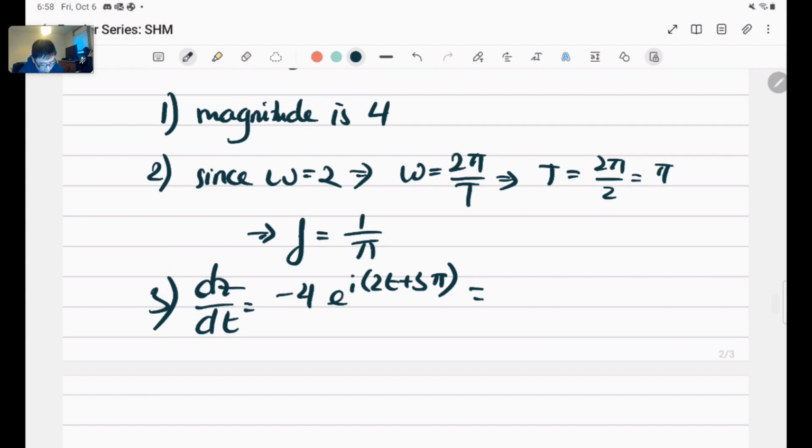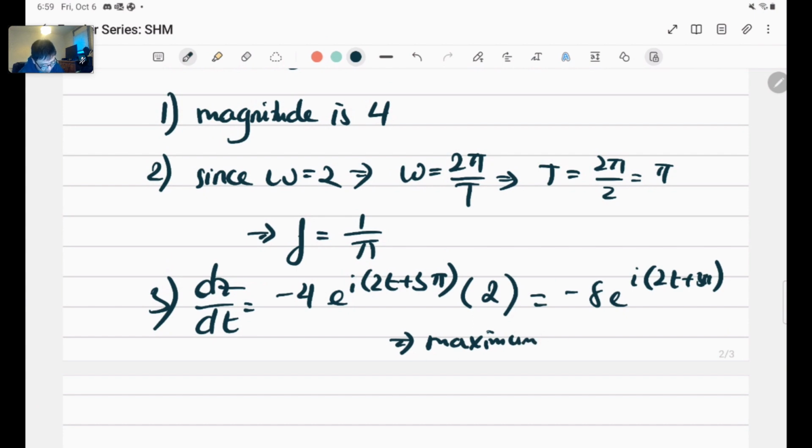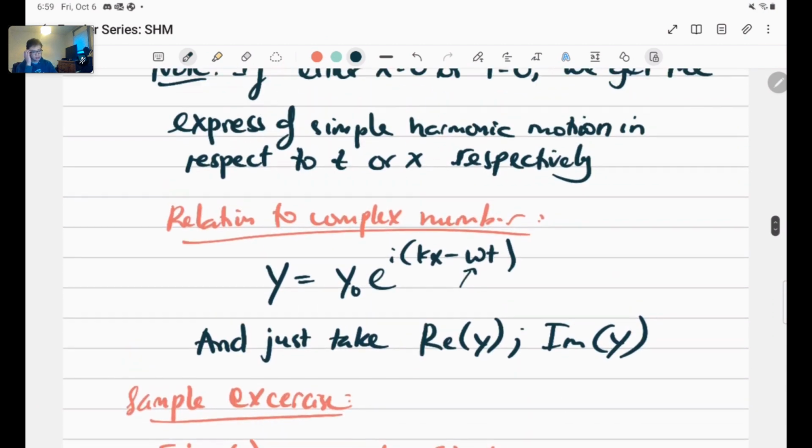So I have this equal to, well, this is the chain rule. Then I have negative 4 times 2 e to the 2t plus 3π here. So that here is your amplitude. So that means your maximum velocity, or should I say the amplitude of the velocity, is equal to 8. This is the desired result. All right.